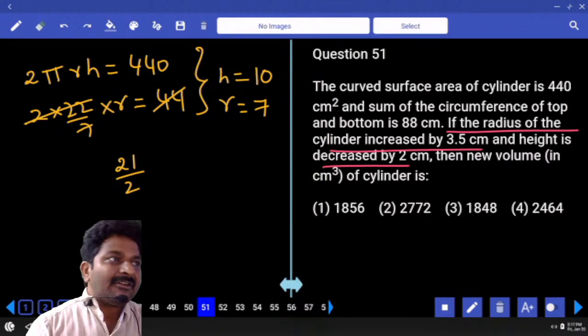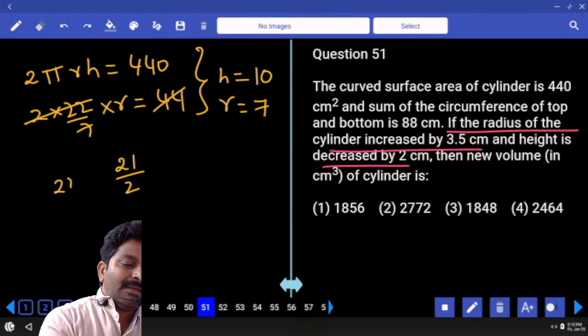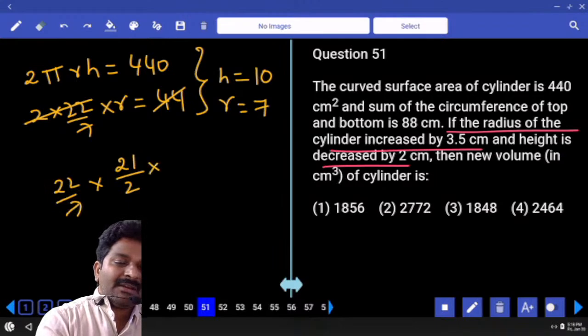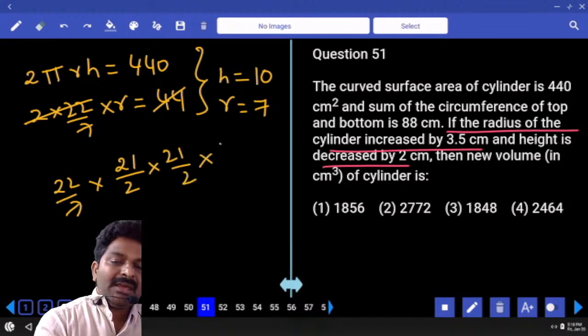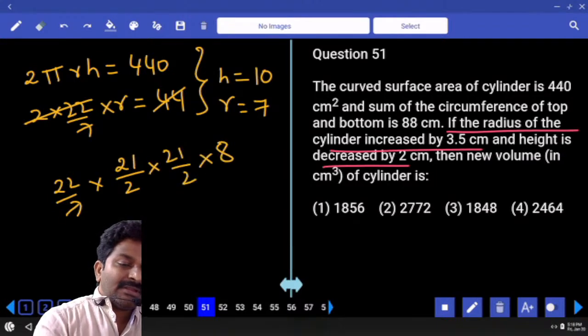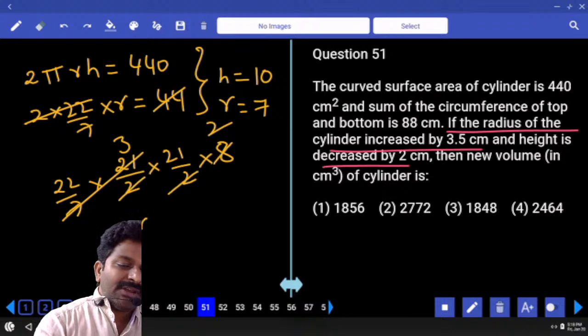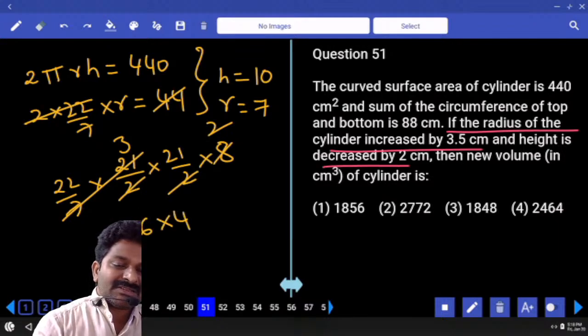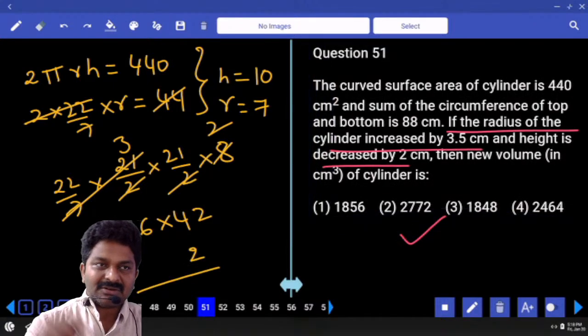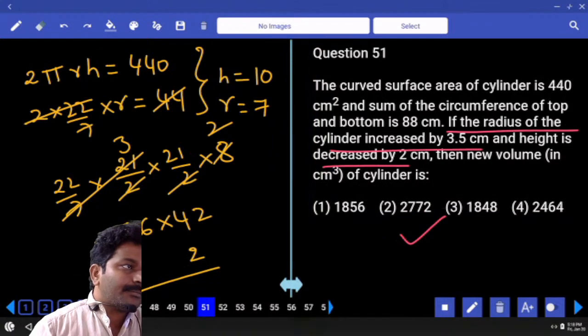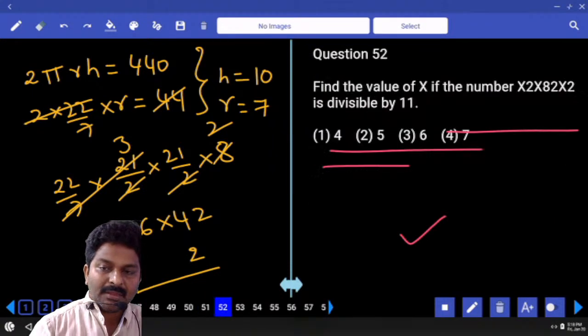We were asked to calculate volume. Now pi r square and then h. 7 how many times? 3 times. 2 2's 4 how many times? 2 times. So that means we need to calculate 66 into 42. Answer must end with 2, and now there is only 1. 52.